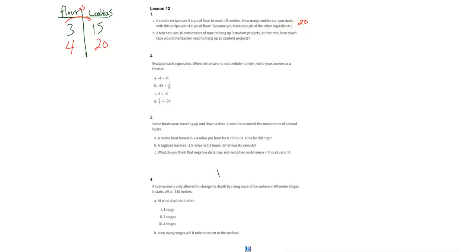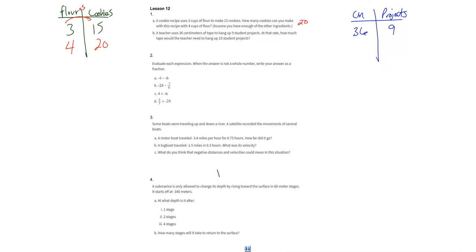And the second question, it's another proportional relationship kind of problem. Teacher uses 36 centimeters of tape and hangs up... So we got centimeters and then projects. So tape needed to hang up projects. We can do 36 centimeters. We'll get 9 students taken care of.